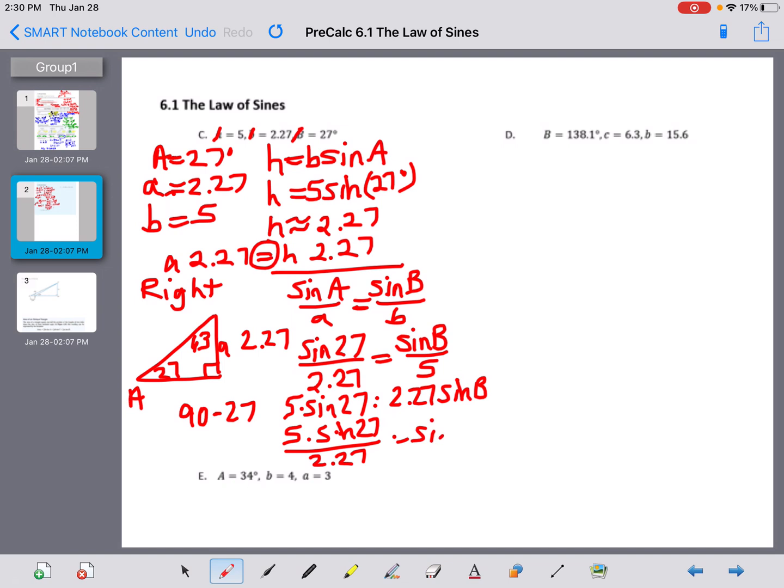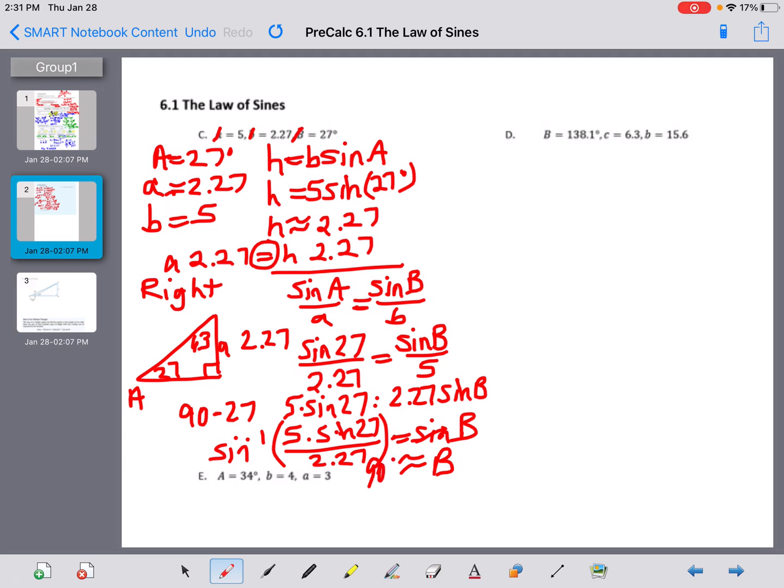And I need the sine of B, so I'm going to actually take the inverse sine over here and run that through my calculator. So inverse sine of 5 times the sine of 27. Make sure you use plenty of parentheses here, guys. And divide by 2.27. All right, that's my 89.6, which is 90 degrees.